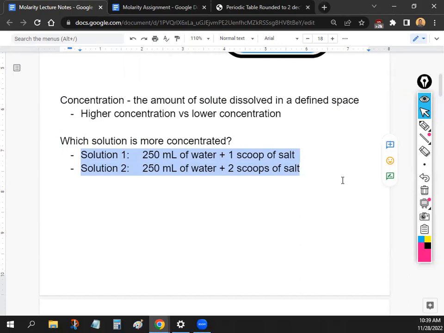Okay. All right, so between the two, which one do you think is stronger, more concentrated? The first one or the second one?